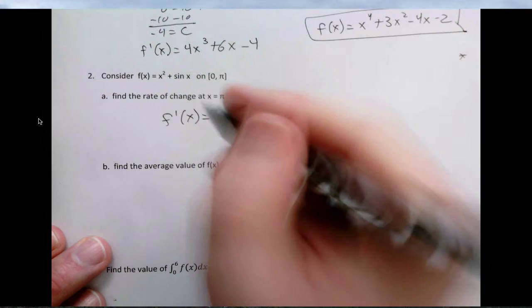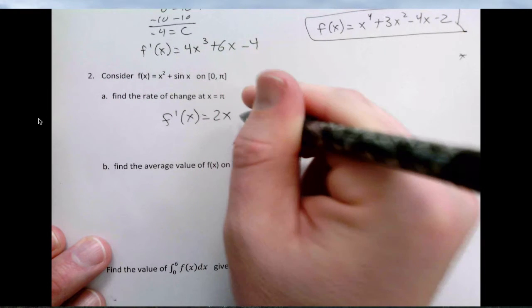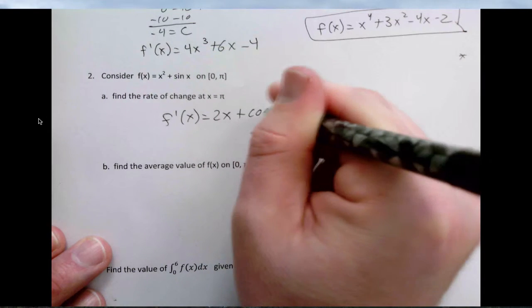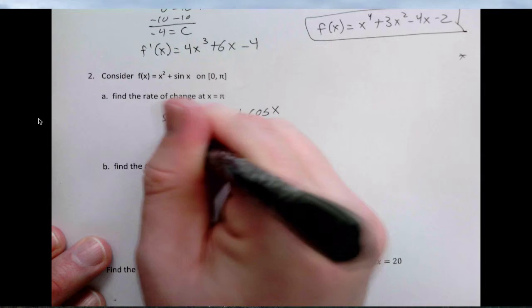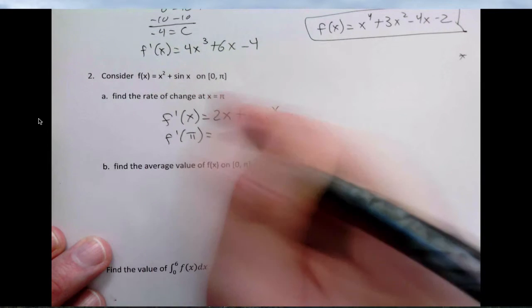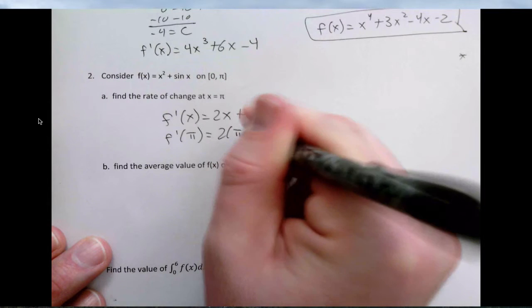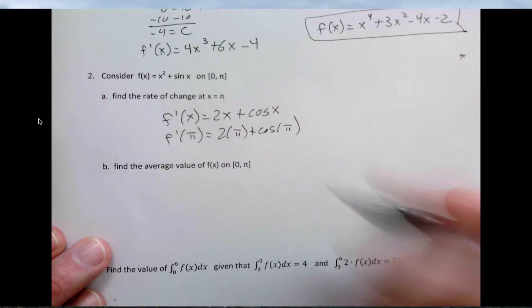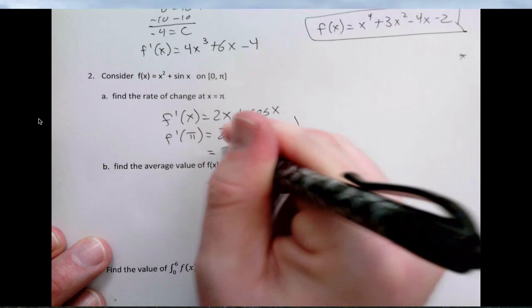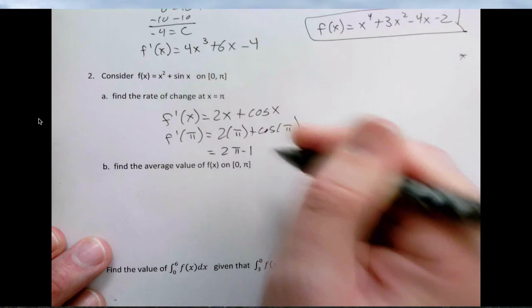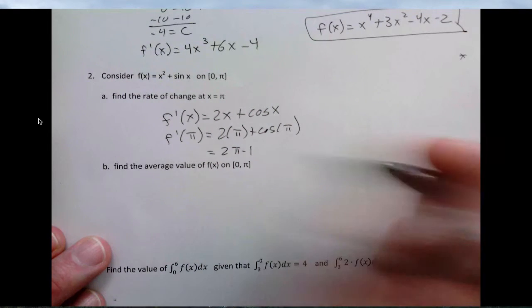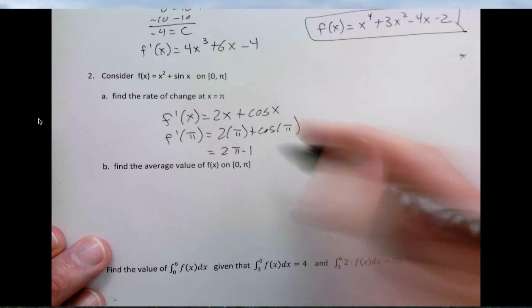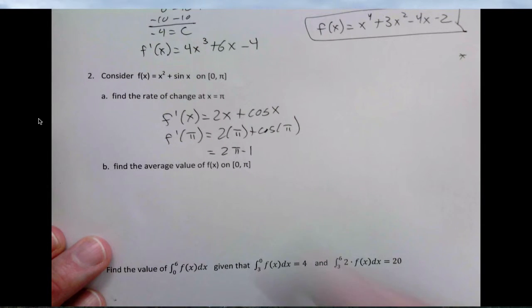Okay, so when I do this, I'm going to plug that into 2x plus cosine x. So f prime at pi is equal to 2 times pi plus cosine of pi. Okay, the cosine of pi is -1, so this equals 2 pi minus 1. And you could write that as a decimal, or you could leave it like this. Okay, so that is our rate of change at that location.